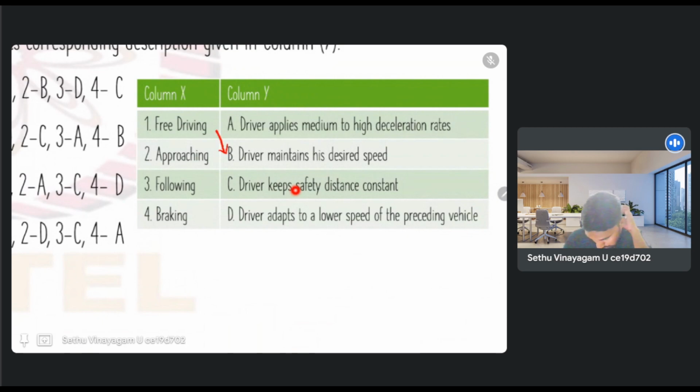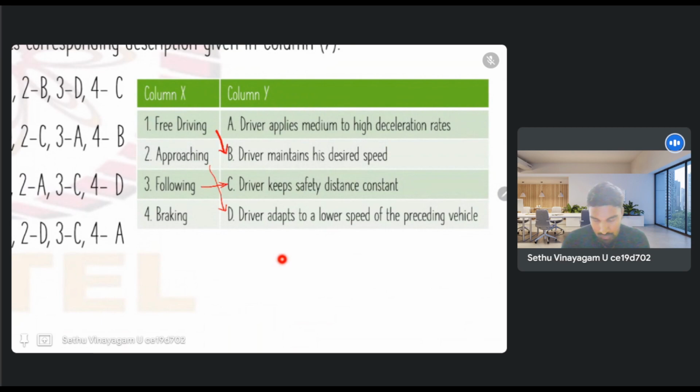So therefore, in approaching, the driver adapts to a lower speed of the preceding vehicle. And then following means, once the driver has lowered the speed when approaching, they now have a safe gap. Once that is achieved, they will try to keep this distance, the safe gap, constant. They won't let it increase or decrease, and try to keep a constant speed, constant gap. So that is the following region.